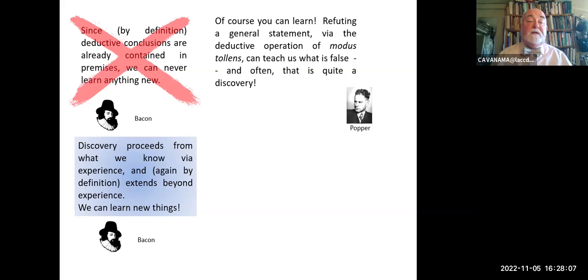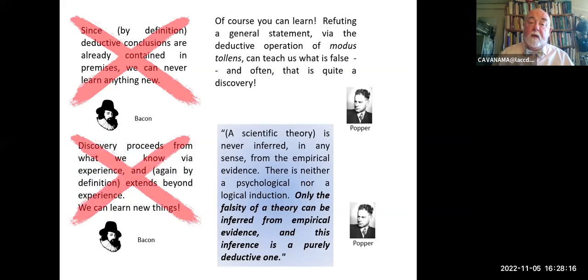Bacon thought, secondly, that discovery proceeds from what we know via experience, and again, by definition, discovery extends beyond experience. We can learn new things. Popper says this, and I'm quoting from him: a scientific theory is never inferred in any sense from the empirical evidence. There is neither a psychological nor a logical induction. Only the falsity of a theory can be inferred from empirical evidence, and this inference is a purely deductive one.